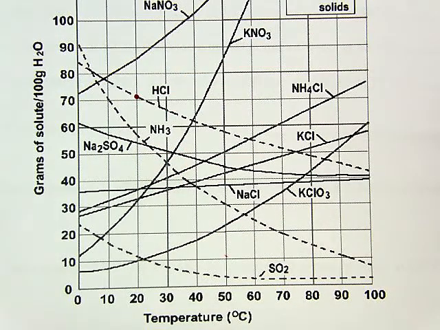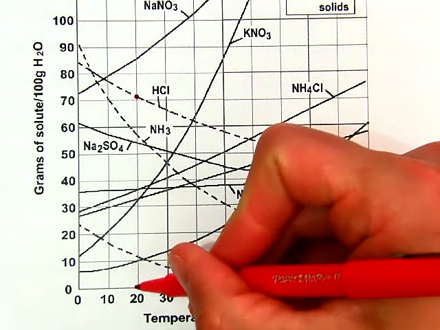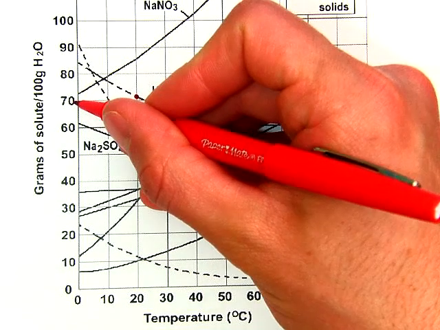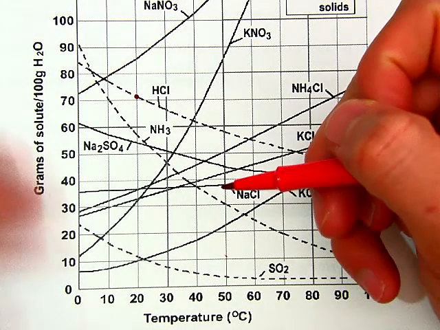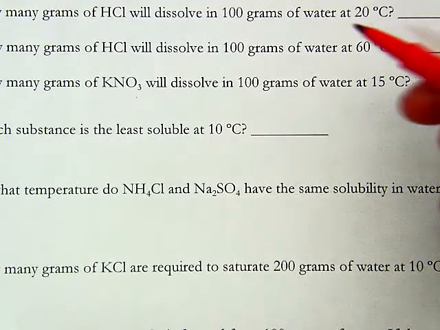Okay. How much HCl can dissolve at 20 degrees in 100 grams of water? Well, this is 70. It's a little bit over 70. Maybe we'll say 71. Okay, so about 71 grams.